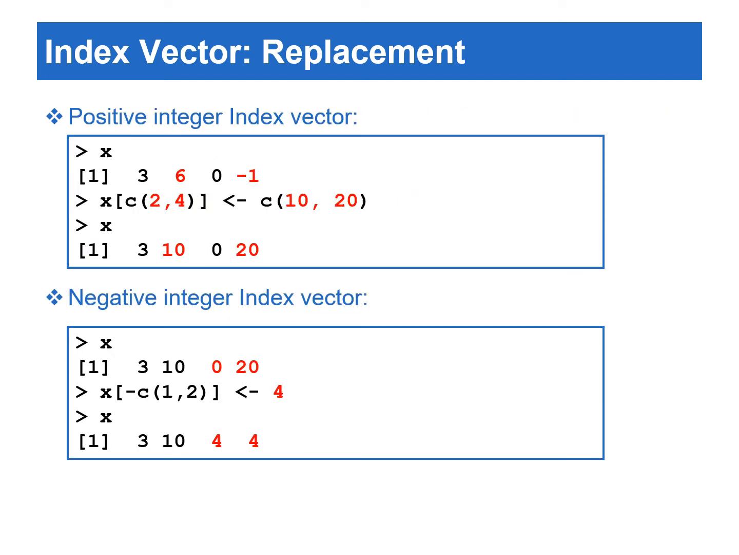The first example on this slide uses a positive integer index to replace the second and the fourth components of vector x with values 10 and 20. The second example uses a negative integer index to replace all the elements in x, except for the first and the second element, with a value 4.